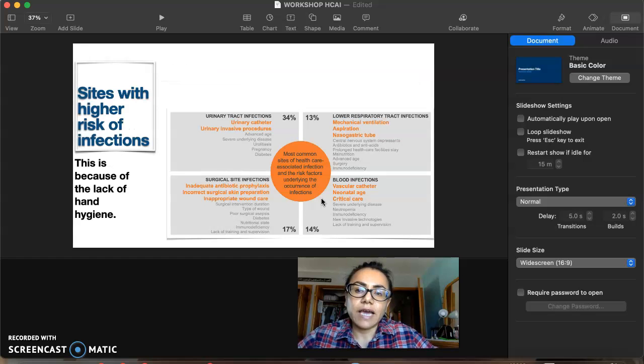Here we have some sites with higher risk of infections. We have 30%, 34% in urinary tract infections, and 13% lower respiratory tract infections, with a 14% in blood infections and 17% in surgical site infections. And these infections are happening because of the lack of hand hygiene.